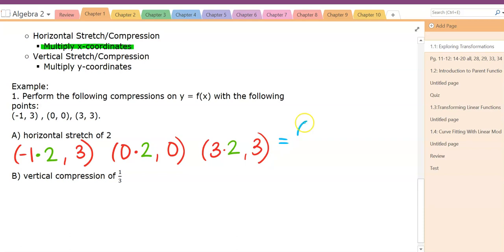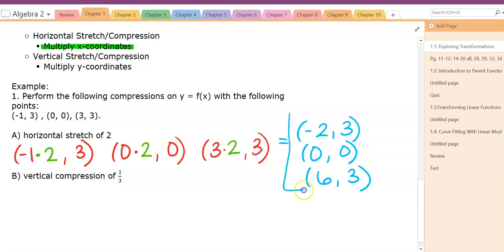For your first coordinate, it should say -2, 3. Second coordinate should still be 0, 0, because 0 times anything is just going to be 0. And then the last one would be 6, 3. So these are my new coordinates.